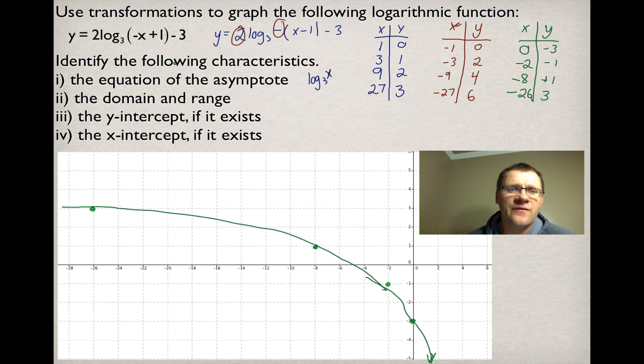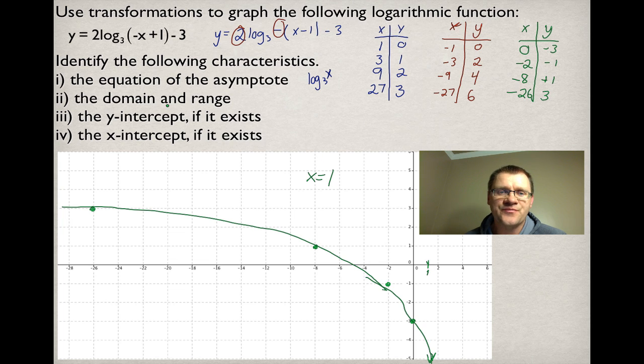So let's find the following characteristics. The equation of the asymptote. Well, the asymptote normally for a logarithmic function is at x equals 0. This graph has been shifted over 1 unit, so that means our equation of our asymptote is just going to be x equals 1. That's why my graph is going close to 1, but I guess it's kind of crossed over because this is 1 right here. So x equals 1 is our asymptote.